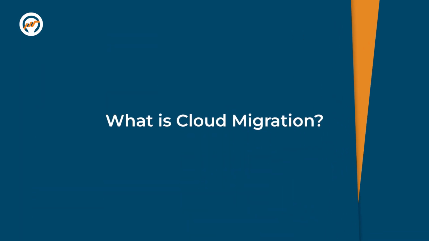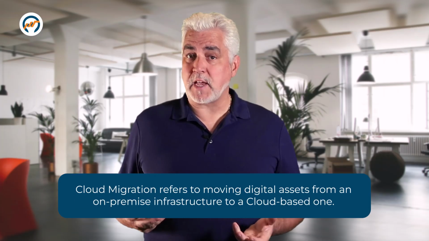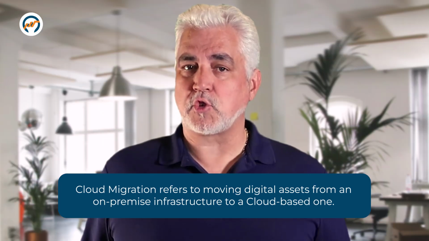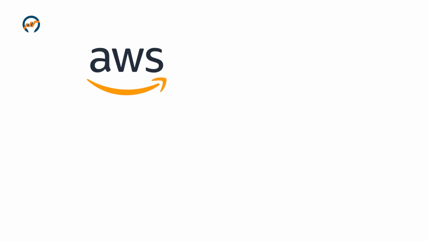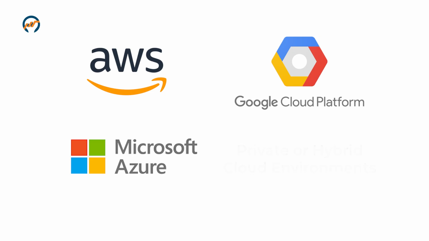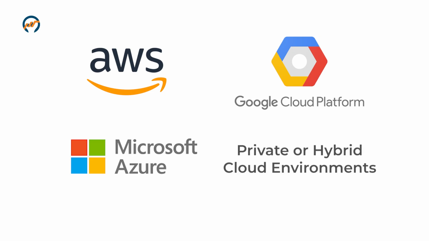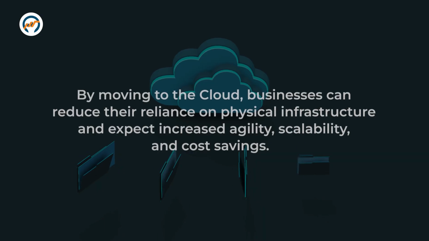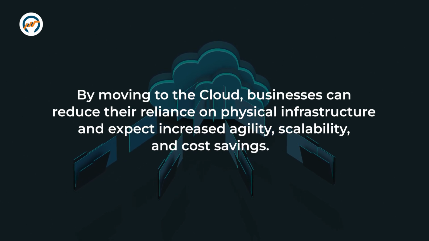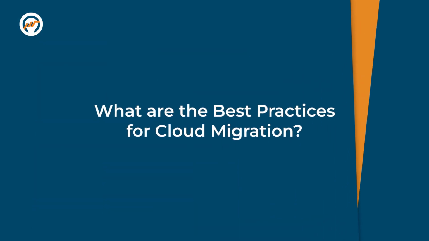What is cloud migration? Cloud migration refers to moving digital assets such as applications, data, and your organization's entire workload from an on-premise infrastructure to a cloud-based one. This can include moving to public cloud platforms like Amazon Web Services or AWS, Microsoft Azure, or Google Cloud Platform, as well as private or hybrid cloud environments. By moving to the cloud, businesses can reduce their reliance on physical infrastructure and expect increased agility, scalability, and cost savings.